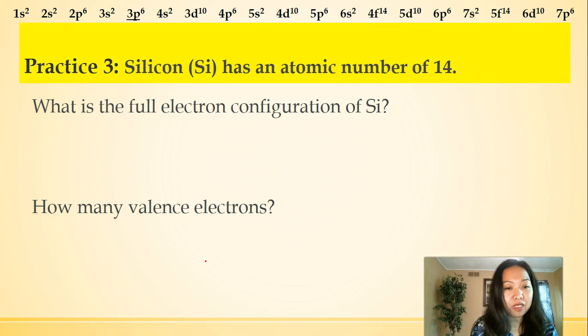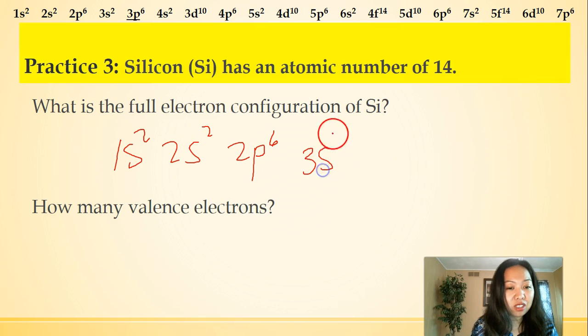Next one. Si has an atomic number of 14. What is the electron configuration of Si, or silicon? We're going to count again. So 1s2, 2s2, 2p6, 3s2.